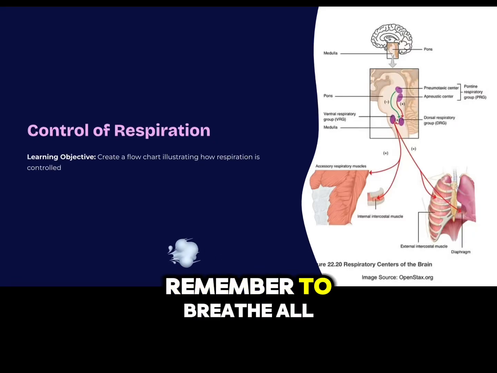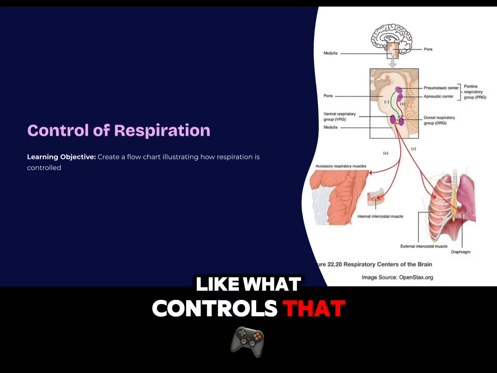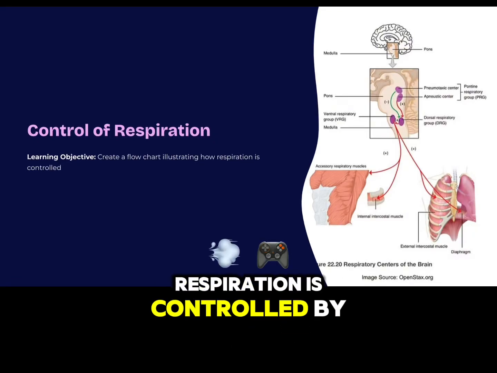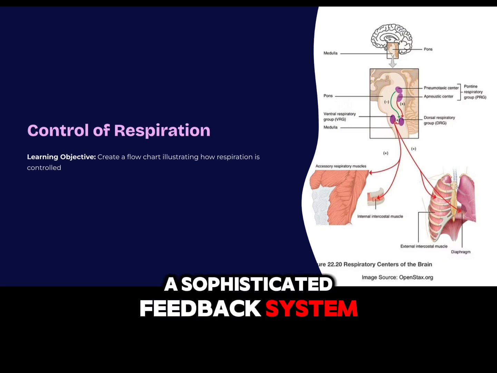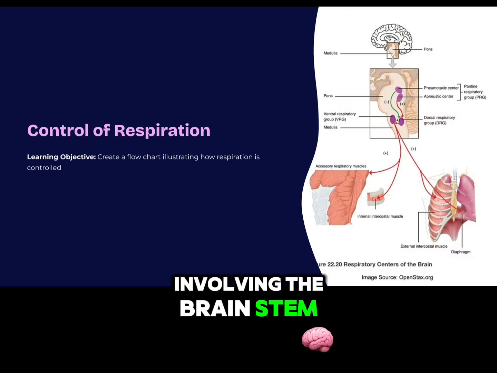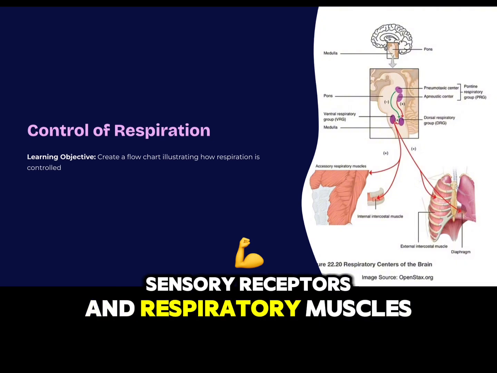How does the body remember to breathe all the time? Like, what controls that? Respiration is controlled by a sophisticated feedback system involving the brainstem, sensory receptors, and respiratory muscles.